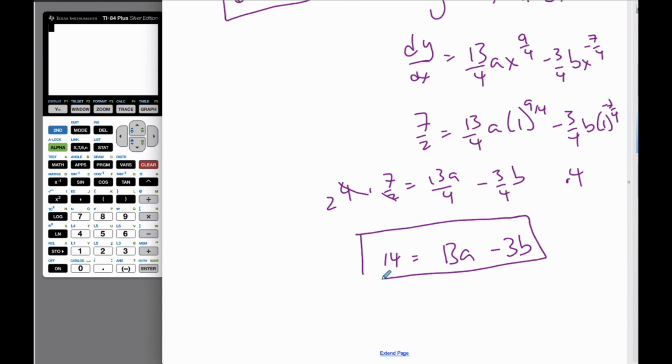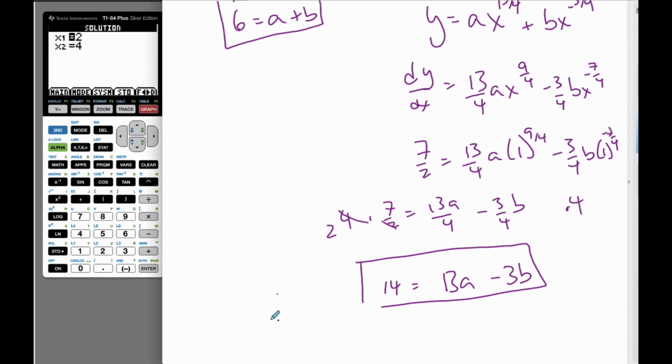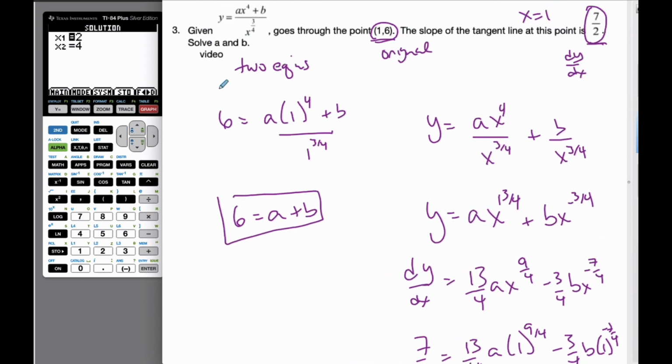So this equation and this, and then I can go to my calculator, go to my apps, number 2, Poly Simultaneous, good old Poly Simultaneous, and I have two equations, two unknowns. Let us put it in. I get 1, 1, and 6, and I get 13, negative 3, and 14. And then I hit solve. And so I know that a is equal to 2 and b is equal to 4. That is a and b.